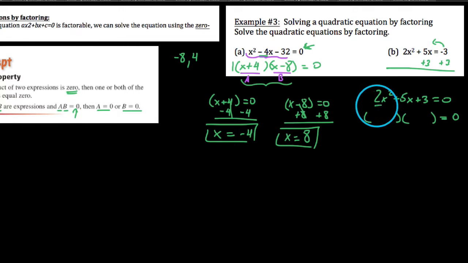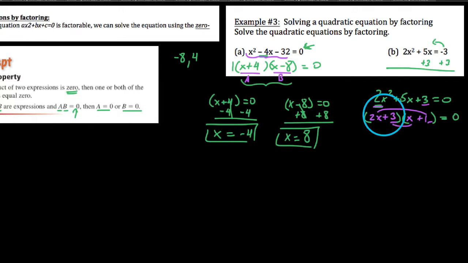I've got a trinomial where my a value is not 1. So what we're going to need to do is a little guess and check. What could I multiply to get my 2x squared in the front? It would have to be 2x and x. And what can I multiply in the last spots of my FOIL to get the 3? It would be a 3 and a 1. So maybe I put a +3 and a +1. I have to check this now.